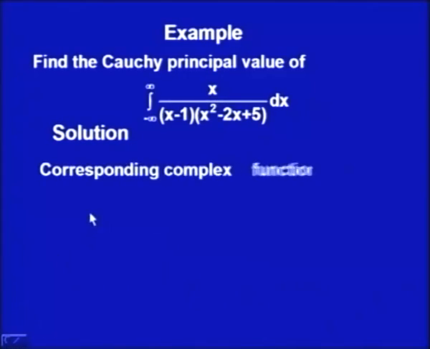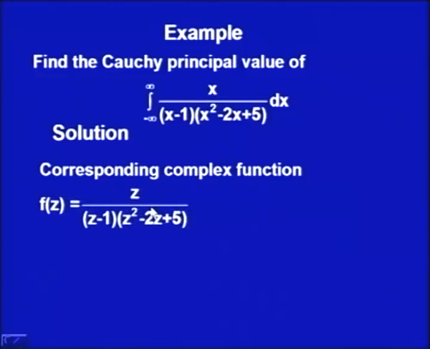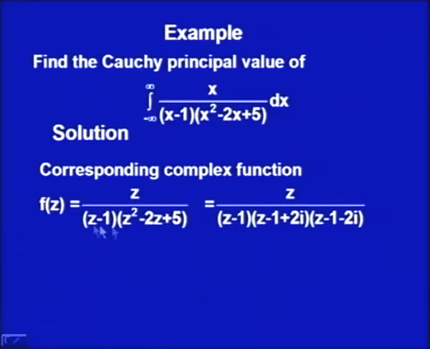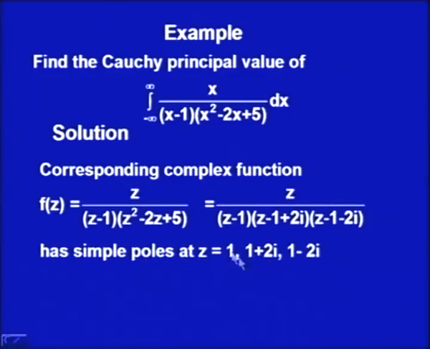So, we take our corresponding complex function as z upon (z minus 1)(z square minus 2z plus 5), or write out all the factors: (z minus 1)(z minus 1 plus 2i)(z minus 1 minus 2i). So, zeros of q(z) would be 1, 1 minus 2i and 1 plus 2i. All these zeros are simple zeros. So, my function has simple poles at z is equal to 1, 1 plus 2i and 1 minus 2i.